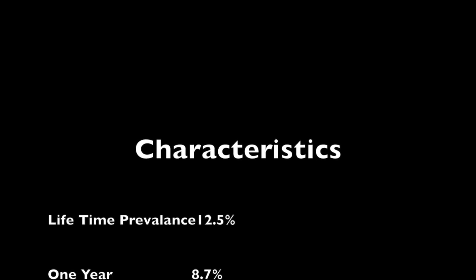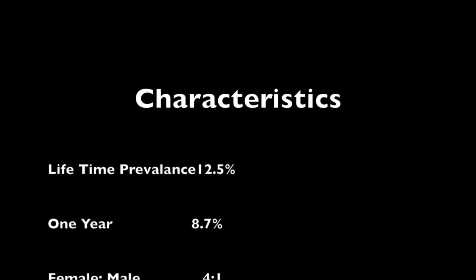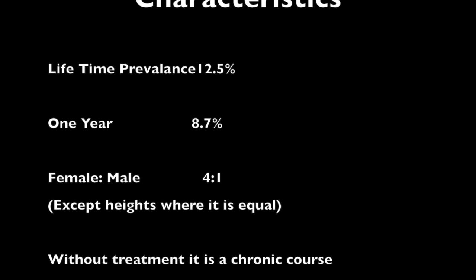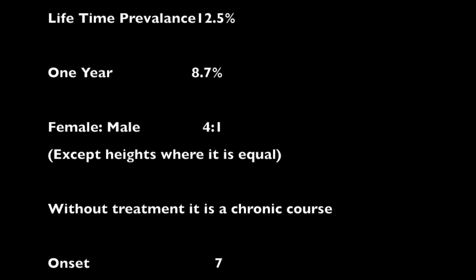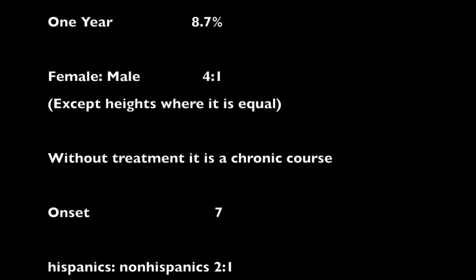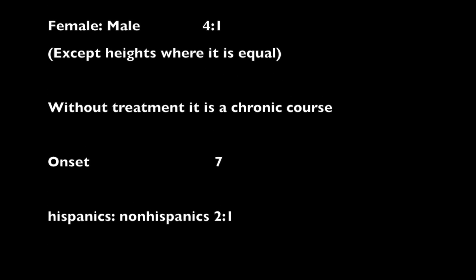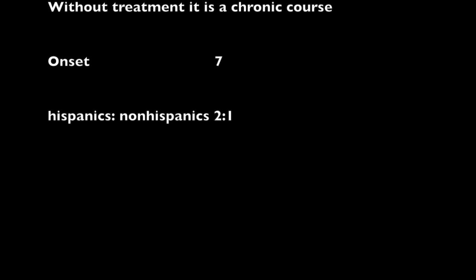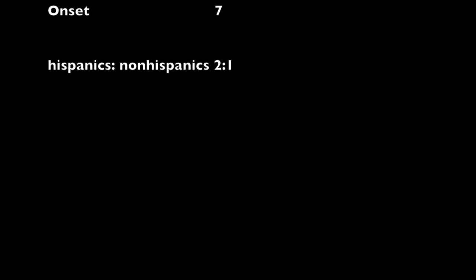Some characteristics of specific phobias: the lifetime prevalence is about 13%, the 1 year is about 9%, the female to male ratio is 4 to 1, so that's pretty high for females to have that, except for heights where it is equal. Without treatment, it is a chronic course, so you would need to go get help. The onset is about 7, and the Hispanics to non-Hispanics ratio is 2 to 1, which is twice as many, which is still high as well.